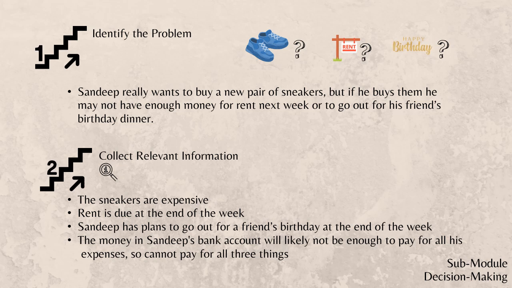Step 2 is collect relevant information. The sneakers are expensive, rent is due at the end of the week, Sandeep has plans to go out for a friend's birthday at the end of the week. The money in Sandeep's bank account will likely not be enough to pay for all his expenses, so he cannot pay for all three things.